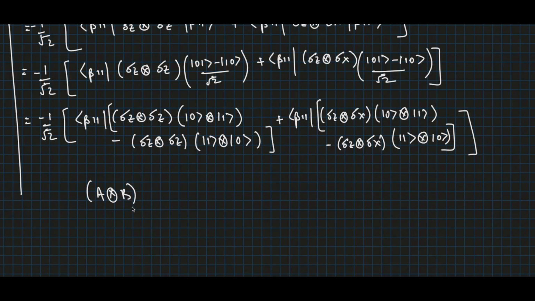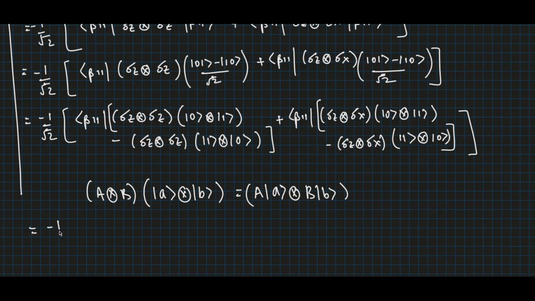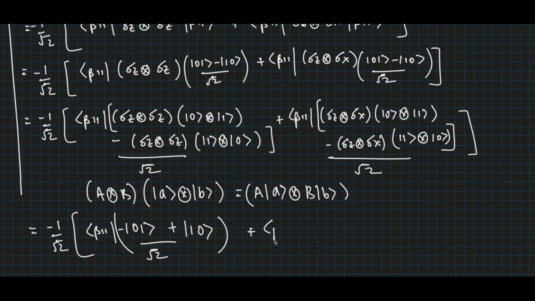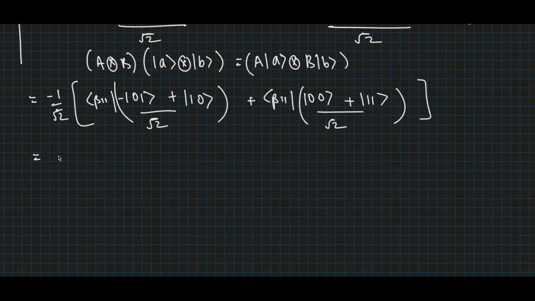Now we know A ⊗ B into state A ⊗ state B would be equal to A operating on A tensor product B operating on B. Using this expression, we can operate σZ's and σX here, which would give us −1/√2 into β11. σZ operating on 0 gives us 0, and σZ operating on 1 gives us −1. So similarly, σZ operating on 1 gives us −1. This would be plus, and σZ operating on 0 gives us 0 divided by √2. So here also there would be √2. Again, σZ operating on 0 gives us 0 and σX operating on 1 gives us 0, minus σZ operating on 1 gives us −1. This would be plus 1, and σX operating on 0 gives us 1 divided by √2, which would equal to −1/√2.